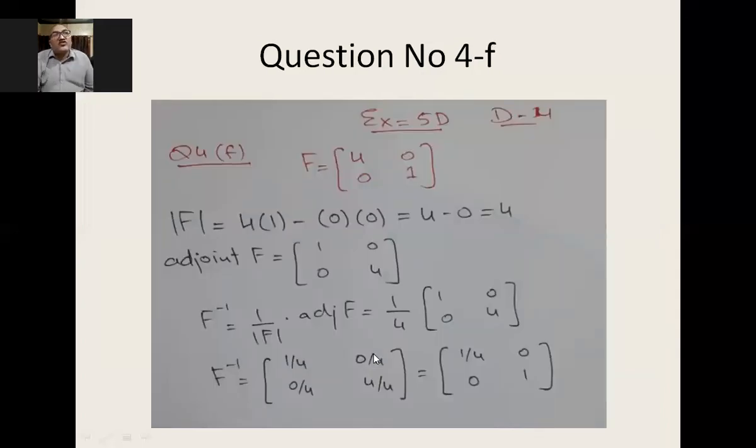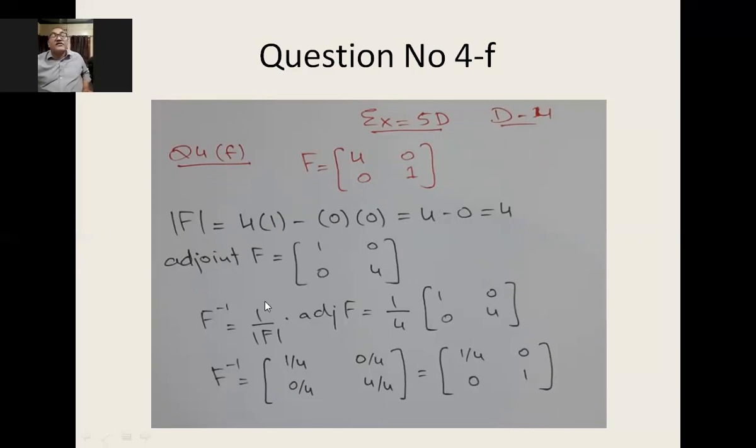Now on your screen, question number 4 and its F part is showing up. You will have 4, 0, 0, 1. So F is equal to, I will find the determinant. I will multiply these two with each other, so it will be 4 into 1 minus 0 into 0. So it will be 4 minus 0 equals 4. Then I will find the adjoint of F: I will change the position of these two with each other, and I will change the sign of these two. So you will have 1, 0, 0, 4.